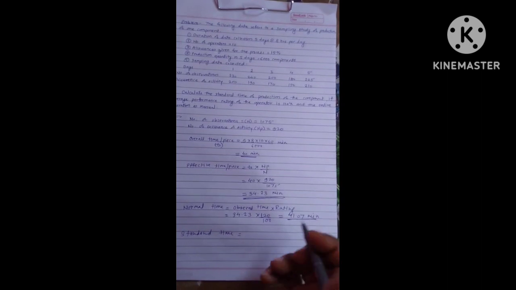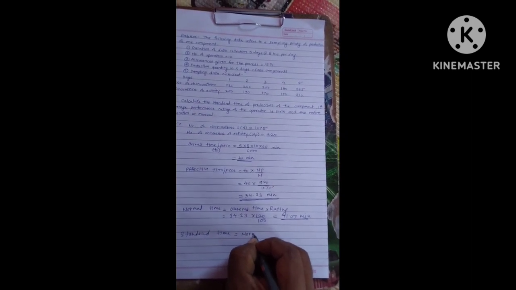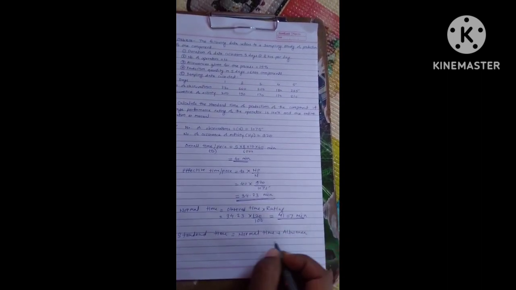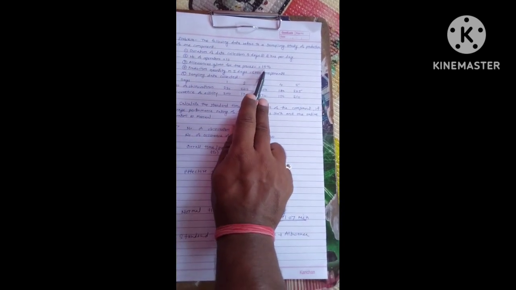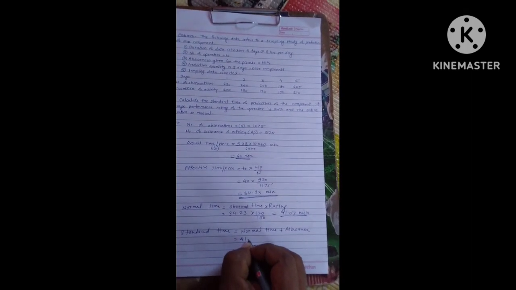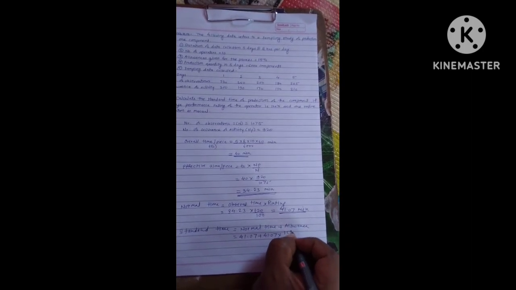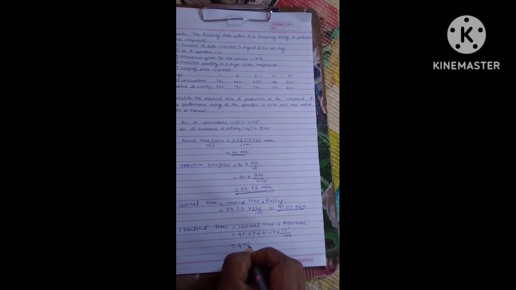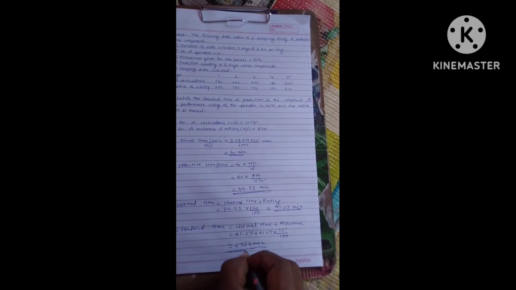Now the last point is the standard time. When we add allowance to the normal time, it becomes the standard time. So normal time plus allowance. The allowance is given in terms of normal time, that is 15%. So 15% of what? 15% of normal time. Normal time is 41.07, so we calculate 41.07 plus 41.07 into 15 divided by 100. It is equal to 47.24 minutes.